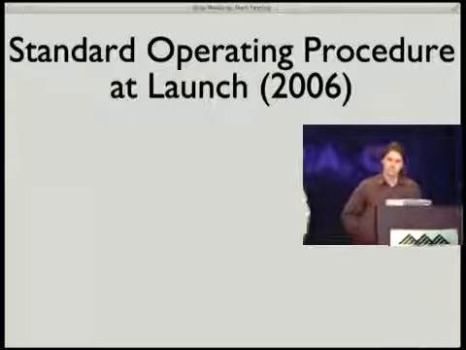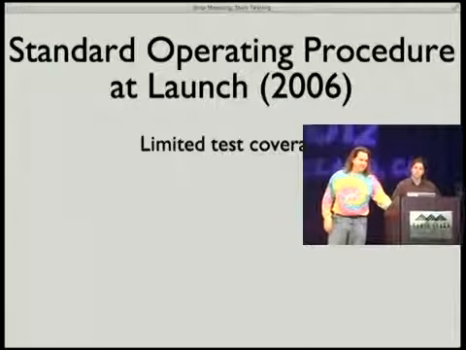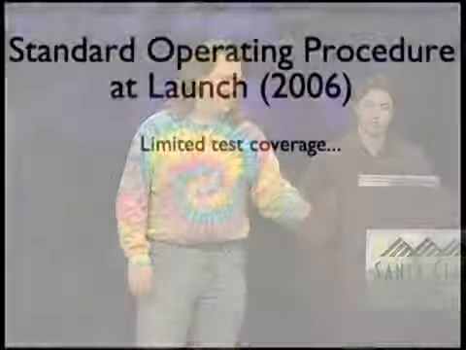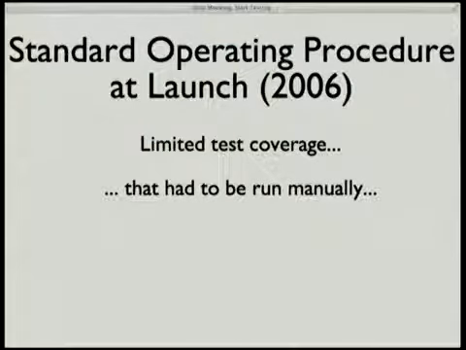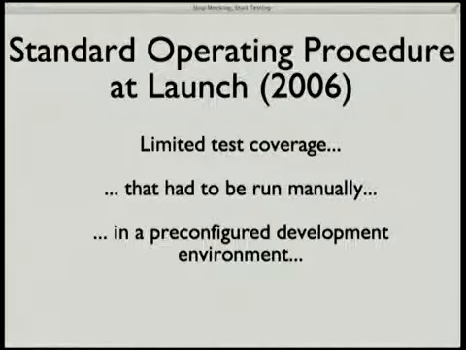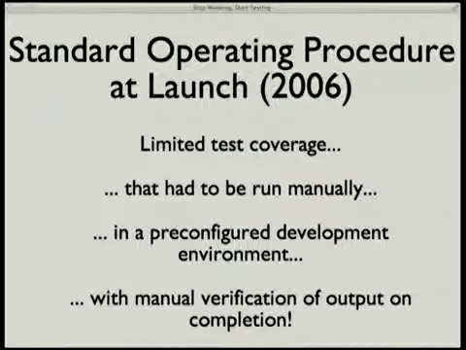So we launched in 2006, and we didn't really have a whole lot of tests. We had inherited a test suite from the Subversion source control system, and we were able to run that against our implementation of Subversion, but we didn't really have any other test coverage. And what we had had to be run manually. And on top of that, you had to run it against a pre-configured development environment. So you had to put certain, say, downloads into a project with a certain name, and then you'd run it, and you'd have to manually inspect the output of the script.